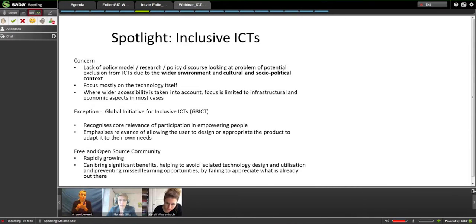There are exceptions, like the Global Initiative for Inclusive ICTs, which does recognize the core relevance of participation in empowering people for using ICTs, and also the relevance of allowing the user to design or appropriate the product to adapt it to their own needs. One promising area in that field is the free and open source community, which is rapidly growing, and it can bring significant benefits as it allows adaptation and change of certain technologies. So the technology is not necessarily developed in isolation, outside the partners and the participating group, but it is able to adapt the technology to some extent.